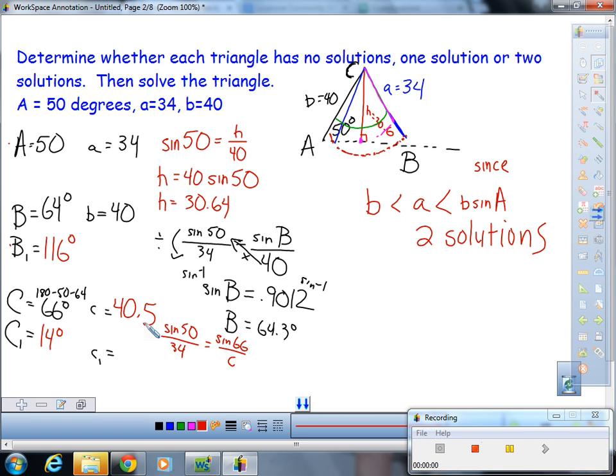Okay? Now how are we going to find C1? Jamin? Keep sinning, baby. Sin of 50 is to 34 again, like sin of 14 is to C1. Excellent.